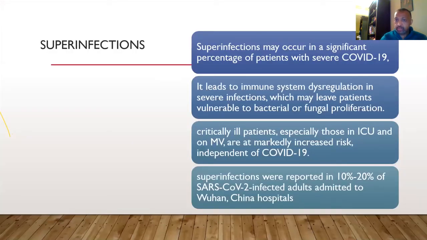Superinfections are common. Just keep that in mind. A lot of people will start empiric antimicrobials from the get-go, but it's not recommended. But if you have reason, obviously, it's sometimes hard to differentiate between COVID-19 pneumonia and bacterial pneumonia, so most of them end up on some kind of antibiotics. In this particular series, you can see 10 to 20% of them would have some kind of infection. Next, please.